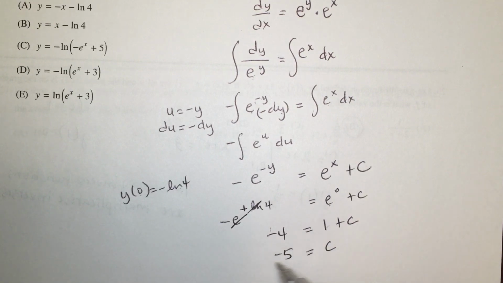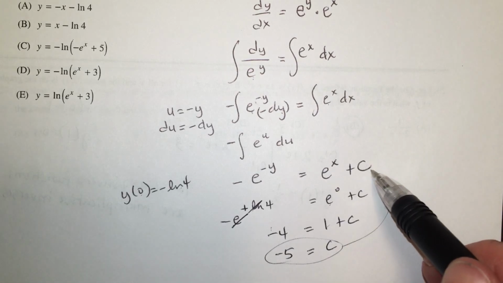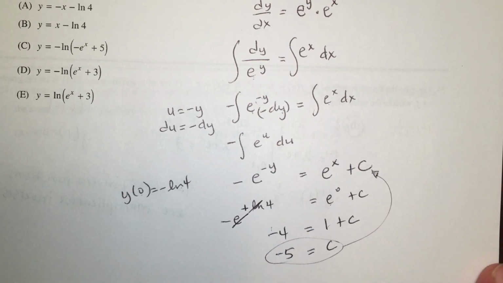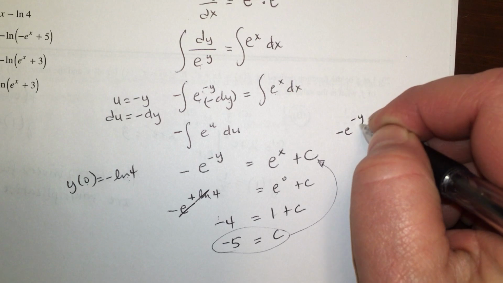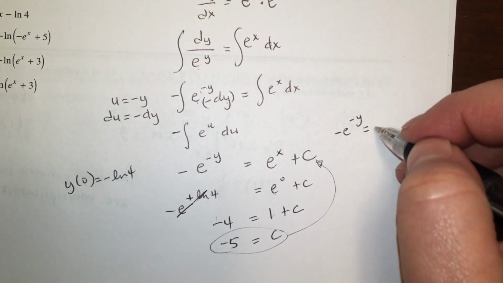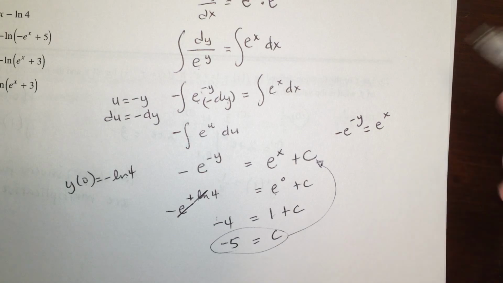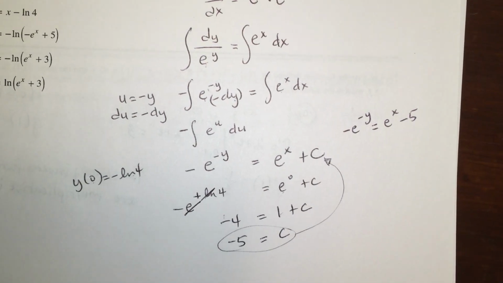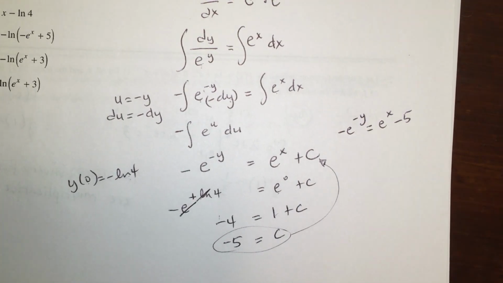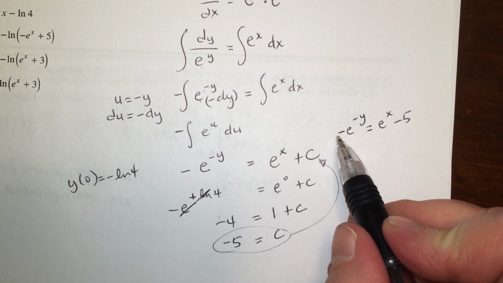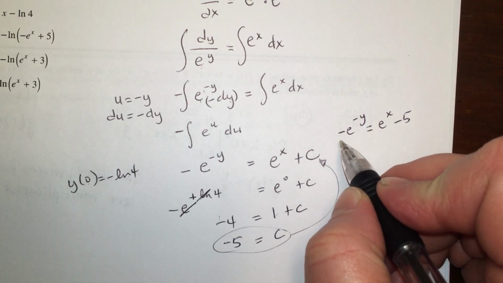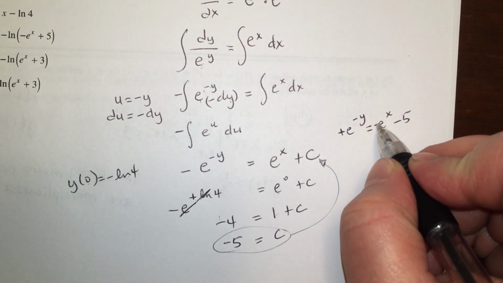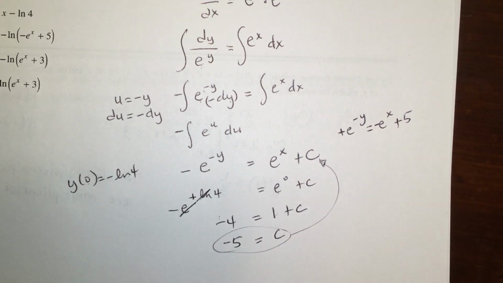So now we want to take this c value back up here and substitute it in for c, and then solve for y. Just like that, we'll have our answer. So I have negative e to the negative y is equal to e to the x minus 5. And now comes the joy of solving for y. So what I want to do is divide everything by this negative, because if I natural log both sides at this point, that negative is going to be in the way. So I'm going to divide both sides by negative, which makes that positive, makes this negative, makes that positive. Just changes all the signs all the way across.